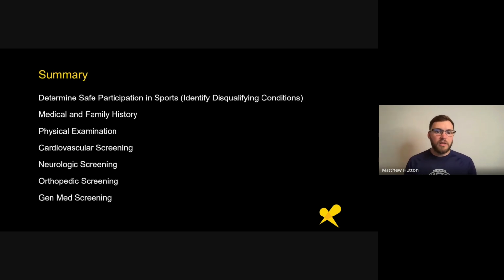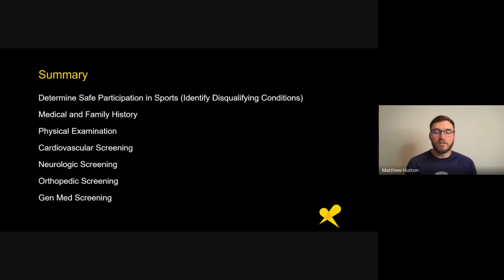So in summary, the purpose of the PPE is to determine safe participation in sports, which can be done inversely through identifying disqualifying conditions. One of the helpful components here is the medical and family history, the physical examination, the cardiovascular. You're going through all of these different components. But then at the end, if you identify anything through these initial screens, then you need to go through on the back end and do a deeper exploration.